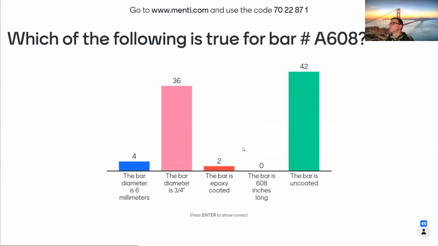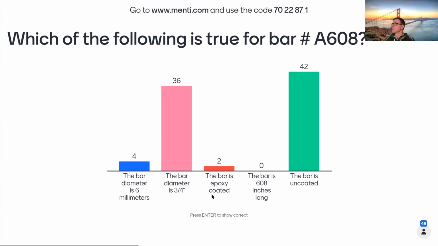Which of the following is true for bar A608? So our bar designations nowadays are no longer in metric. So that's in 1/8 of an inch. So it's 6/8 of an inch or 3/4 inches. And so this millimeter one of 6, that's not correct. You know, if this was a metric bar, that would be, I think, a 19. I think the number 6 is a 19.